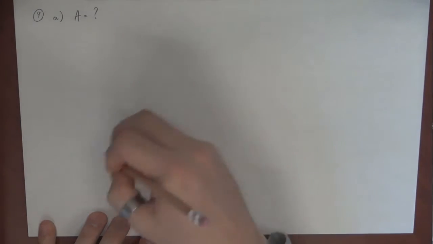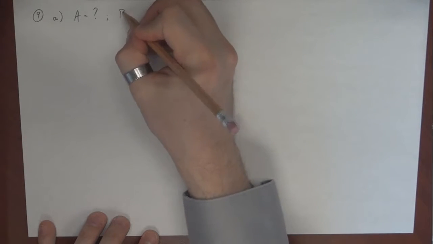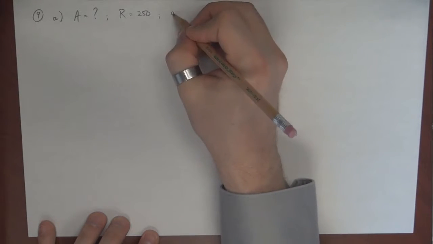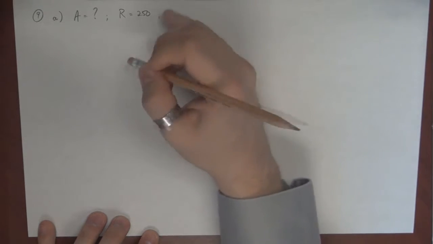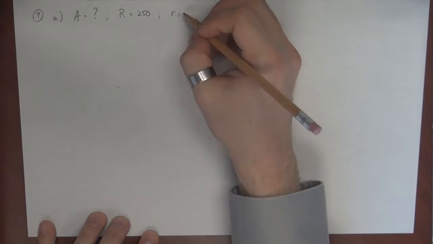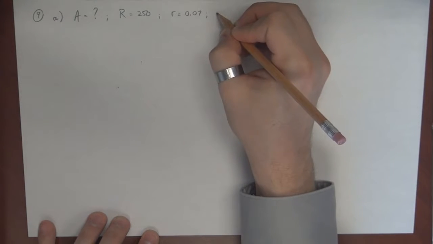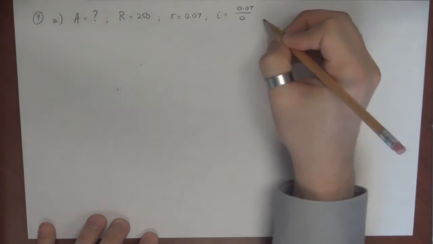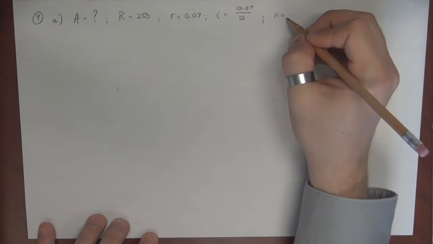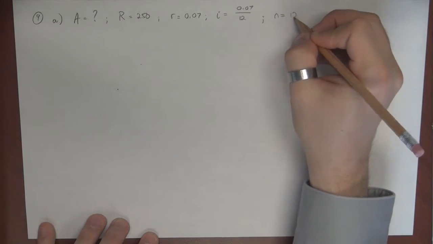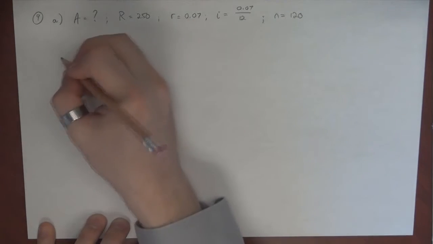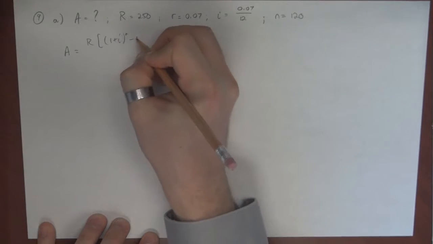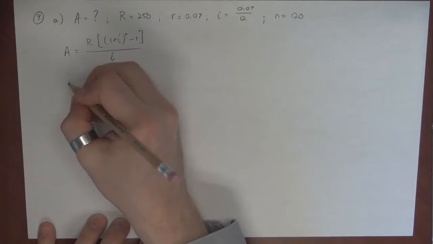Now I want to know the future value, the accumulated amount. I have a payment of $250. My interest rate annually is 7%. I am paying monthly, so I have to adjust that by dividing it by 12, and I'm counting the number of months. I'm doing it for 10 years, so 120 months. So I have my straightforward formula, which is R times 1 plus i to the n minus 1 over i. So let's put that in.